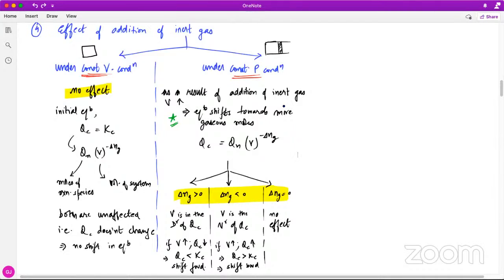So this chapter got over very, very early and fast. Like this is the fastest we finished a chapter. Is it going to happen for ionic equilibrium also?